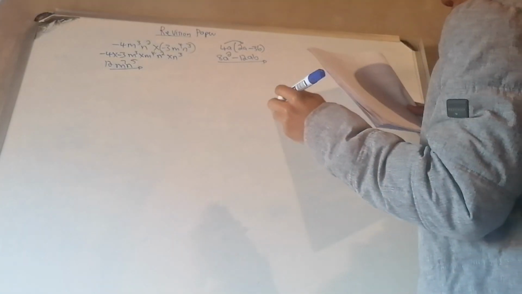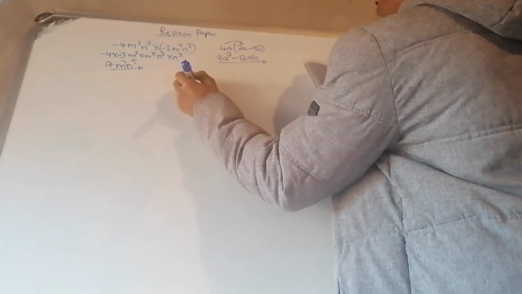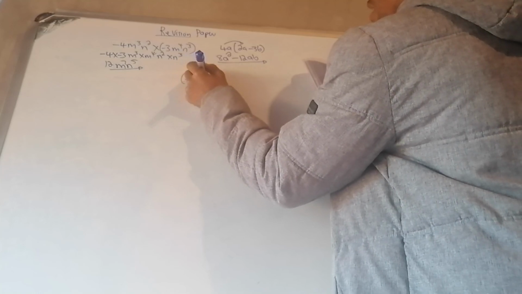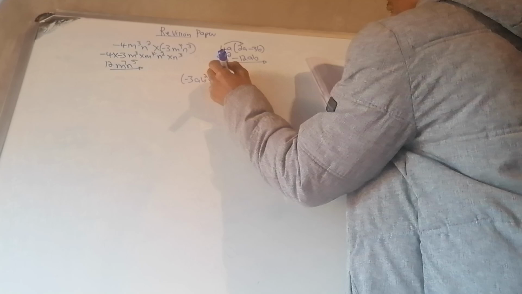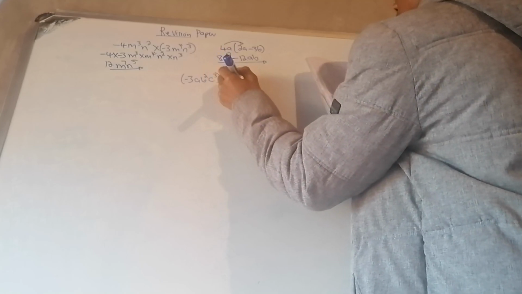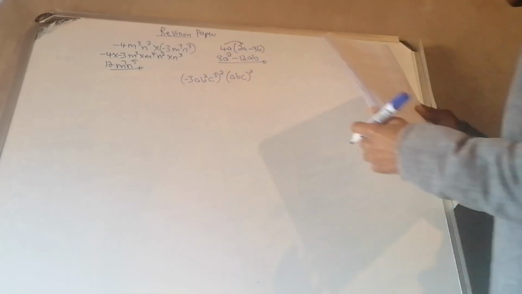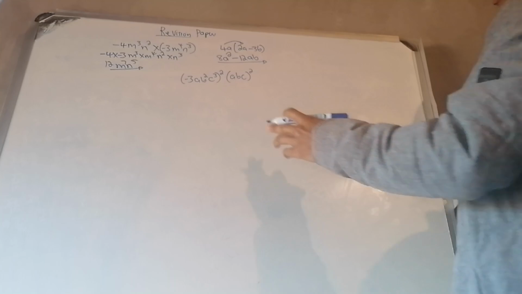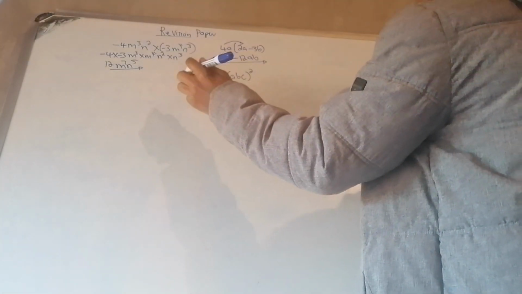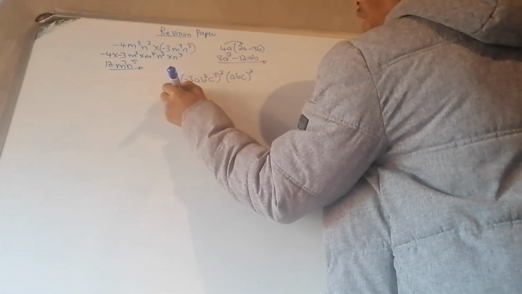Now we are given negative 3 ab squared c cubed squared multiplied by abc squared. Now look at this, the simplest way you can understand.